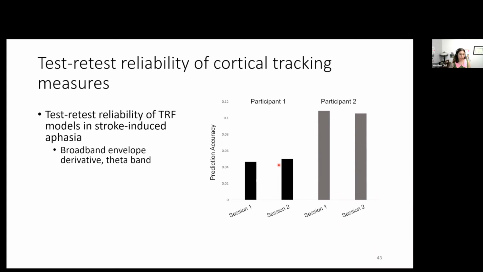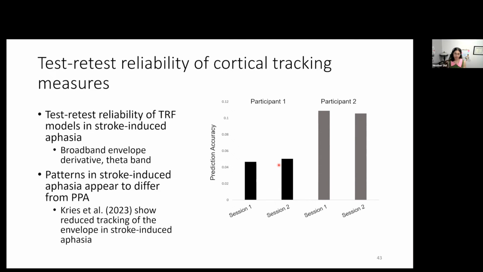One thing I want to note, there's a recent preprint that has used cortical tracking in stroke-induced aphasia. I do want to say that their patterns in stroke-induced aphasia appear to differ from what we've observed in PPA. So in PPA, we're seeing increased tracking of the envelope. What this study showed was reduced tracking of the envelope. And actually what we're seeing here across these two participants are kind of two different patterns.